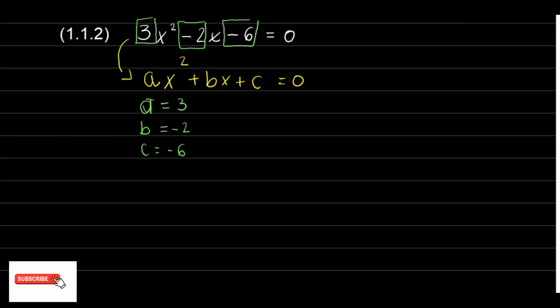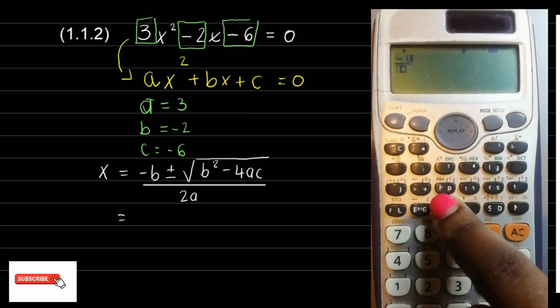Okay, so what is the quadratic formula? So the quadratic formula is x is equal to minus b plus minus the square root of b squared minus 4ac, all over 2a, right? So we're going to simply just substitute the values that I've written here.